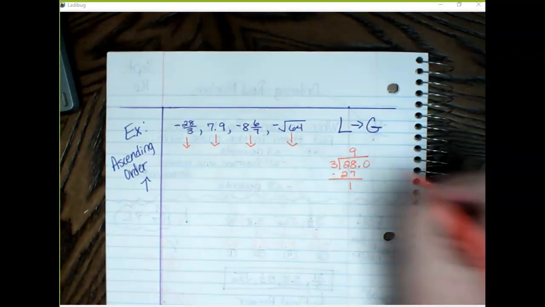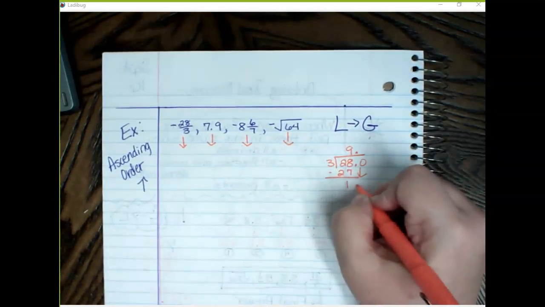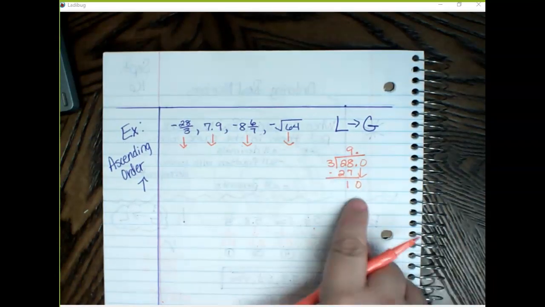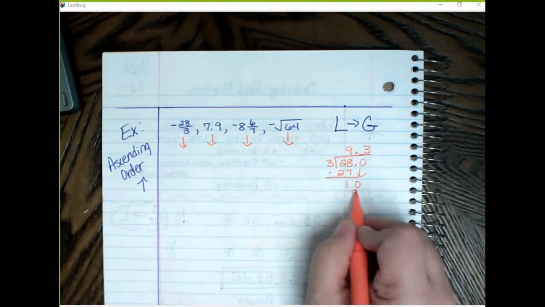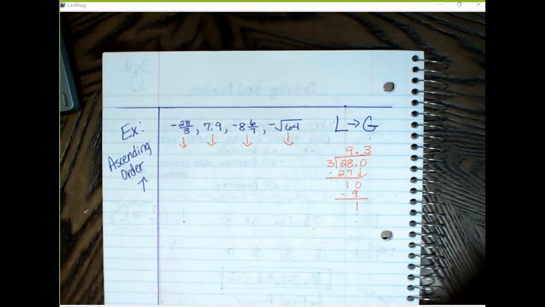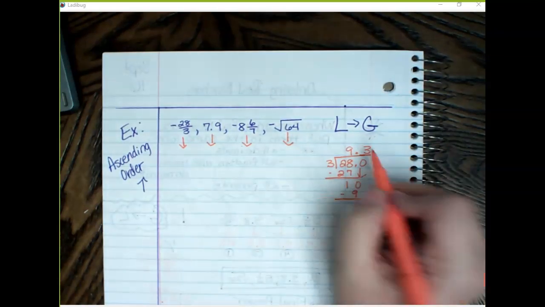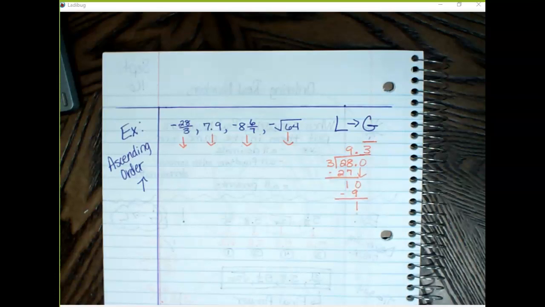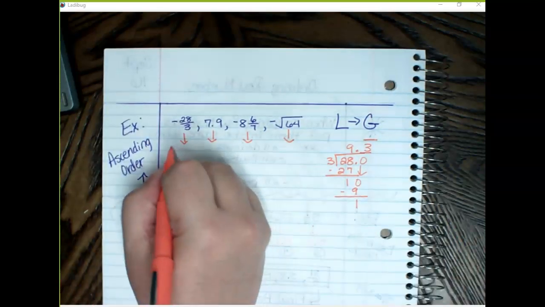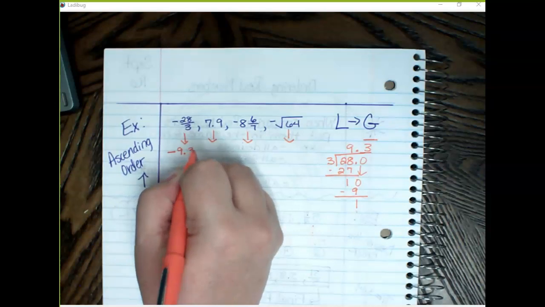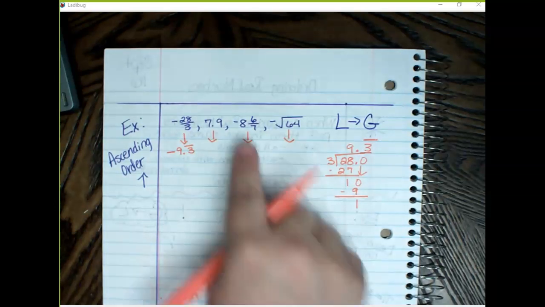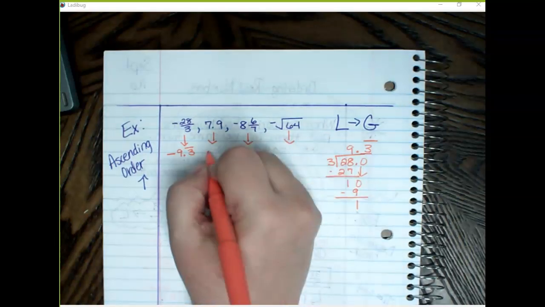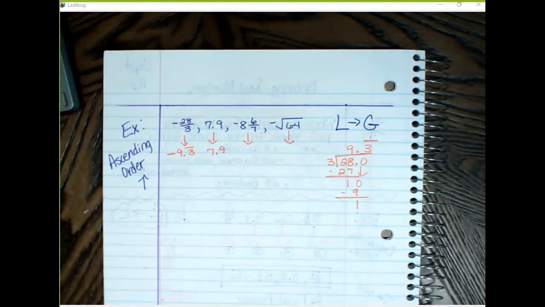Decimal 0. Decimal up. 0 down. Now 3 goes into 10. 3 times, because 3 times 3 is 9. I get a remainder of 1. What's going to happen? It's a repeater. And it's negative. So my decimal is negative 9.3 repeating. The second number is already a decimal. I'm just going to rewrite it. 7.9.